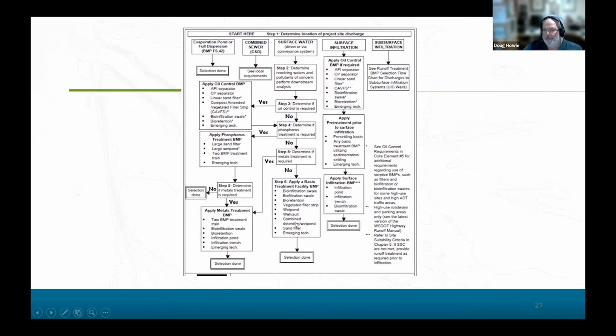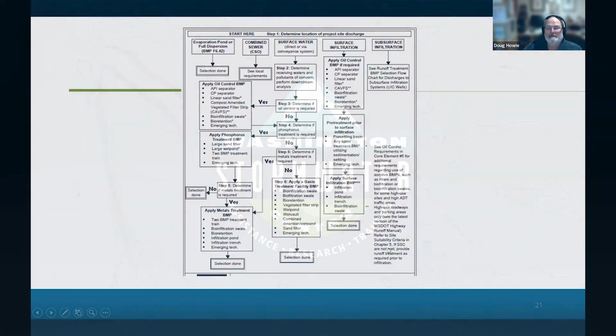So we do have some footnotes over here to help decide what's going on, particularly if you're using the treatment basin, the existing soils, to provide treatment, you need to meet the site suitability criteria for the soils.